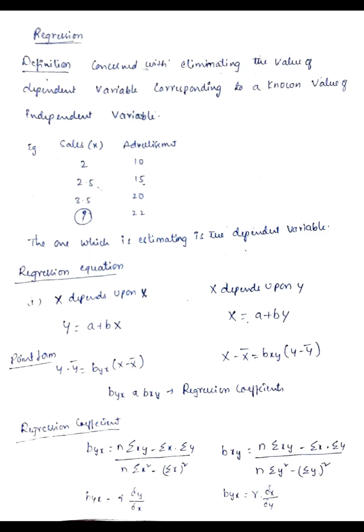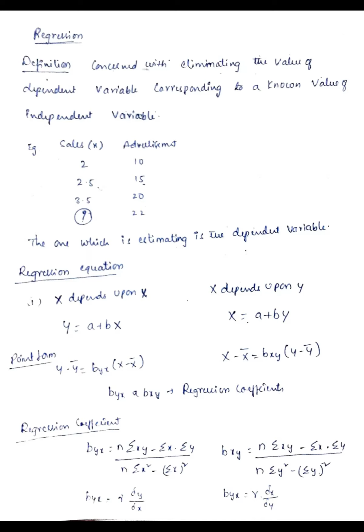Next, coming to the equations for regression, mainly two equations are available. The first one is y depends upon x, and the next one is x depends upon y. In case of the first one, y depends upon x, the equation is y equals a plus bx, and the second case, x depends upon y, is x equals a plus by. Clear? So these are the general forms of regression equations.